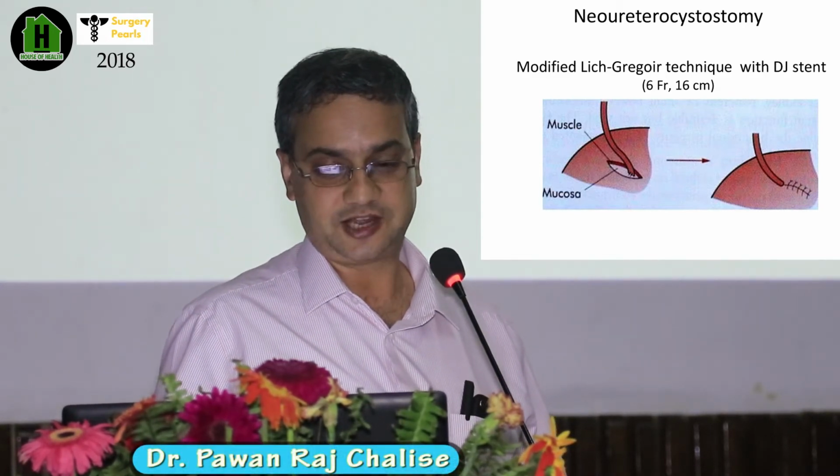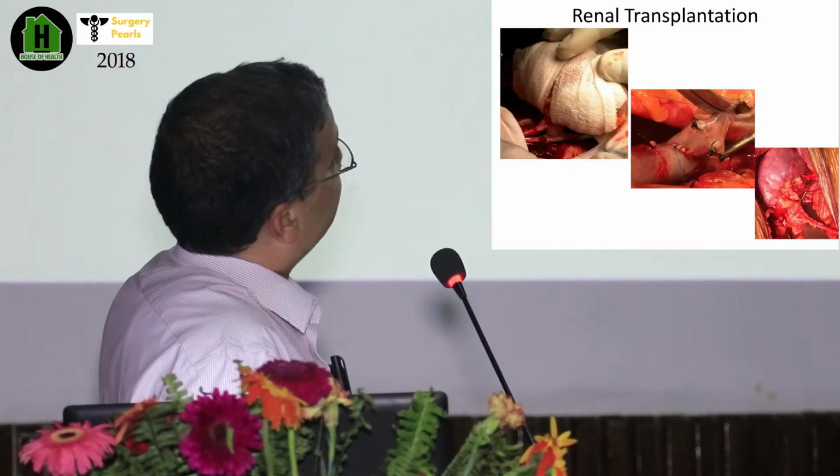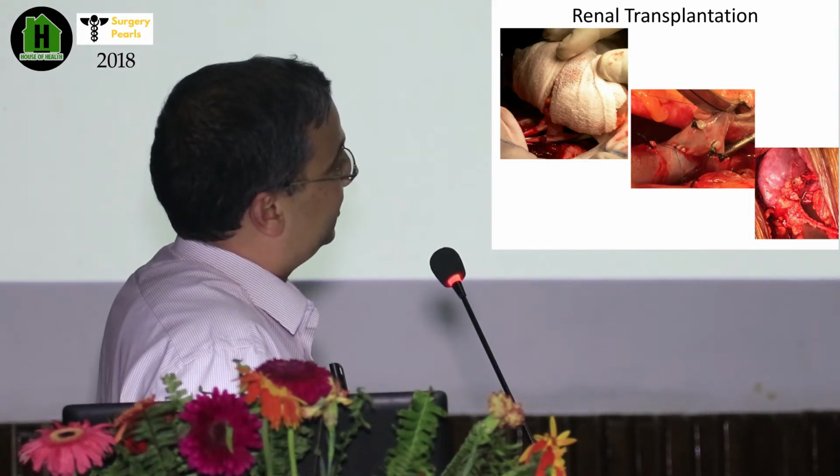Urethroneocystostomy. These are two of our pictures of renal transplantations where the renal vein and renal artery have been anastomosed. This is one of the pictures where the renal vein is anastomosed with the external iliac vein, and this is the picture after perfusion of the kidney.